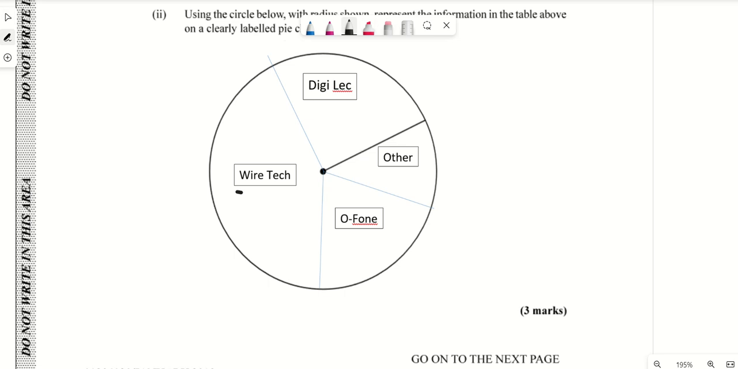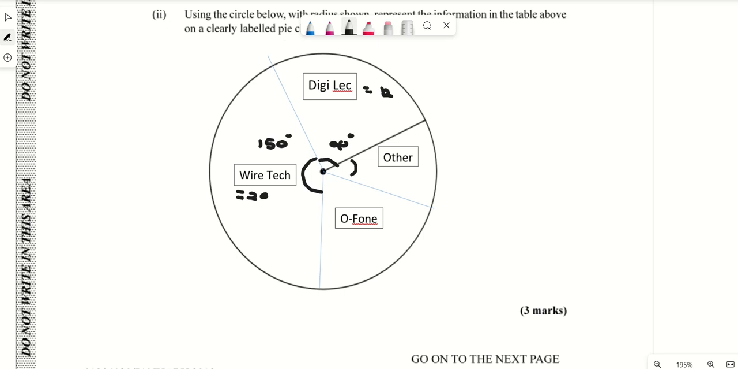So we know Wire Tech is equal to 20, and then you put your degrees, which is one line to the other. This is 150. This here, a square little line, the square little box represents 90. So this is 90 degrees, right? 150 degrees. Digilec is equal to 12 persons.